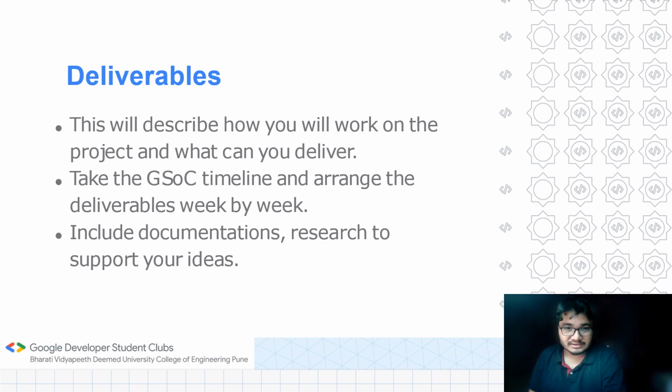You need to take the GSOC timeline into consideration and arrange your deliverables week by week. Then also include documentation and research to support your ideas. For example, if you are including some API integration, you should include the documentation links, how you are going to integrate it, and whether there are any other ideas out there similar to it. So it will help you build your idea much better and help them understand your perspective about the implication.